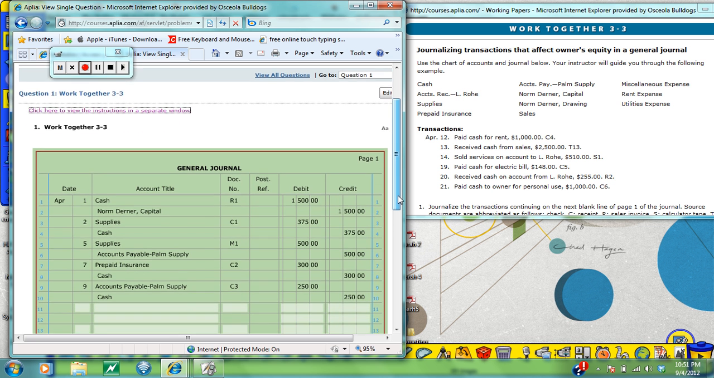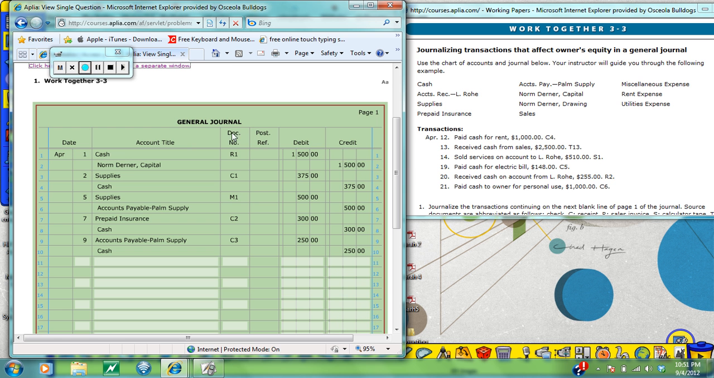Okay. If you noticed, here, I'm going to go through this because here's our cash and here's our capital. The owner invested cash in the business, $1,500. He purchased supplies for $375 cash. Here he charged supplies. Here he paid his insurance because you pay it ahead of time. It's prepaid insurance. And here he paid off part of his bill that he owed. Okay, those should look familiar. They're all from the work together.